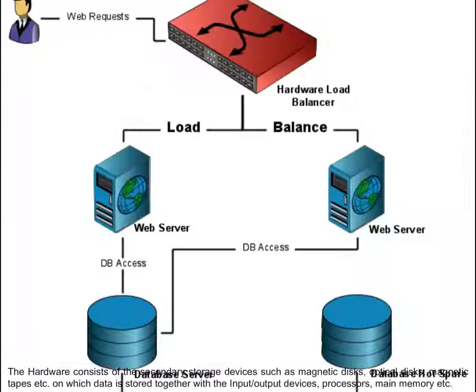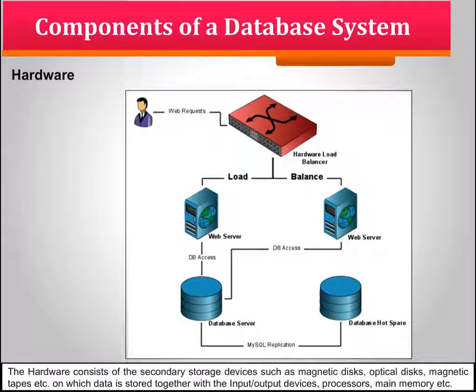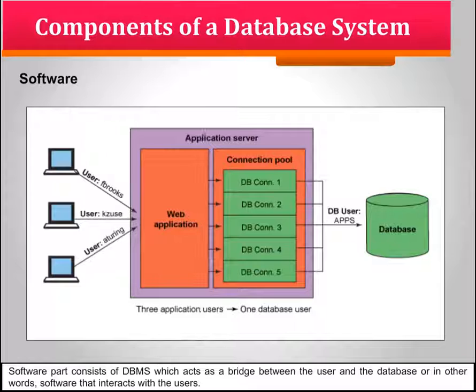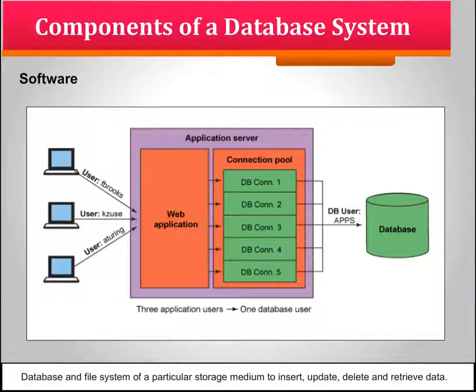Hardware. The hardware consists of secondary storage devices such as magnetic disk, optical disk, magnetic tapes, etc., on which data is stored together with the input or output devices, processors, main memory, etc. Software. Software part consists of DBMS, which acts as a bridge between the user and the database, or in other words, software that interacts with the user's database and file system of a particular storage medium to insert, update, delete, and retrieve data.